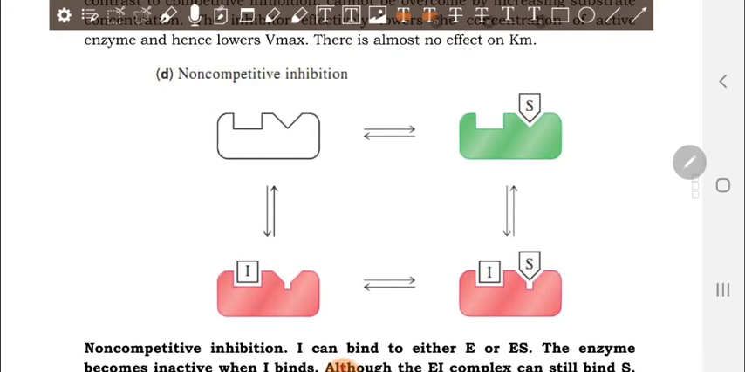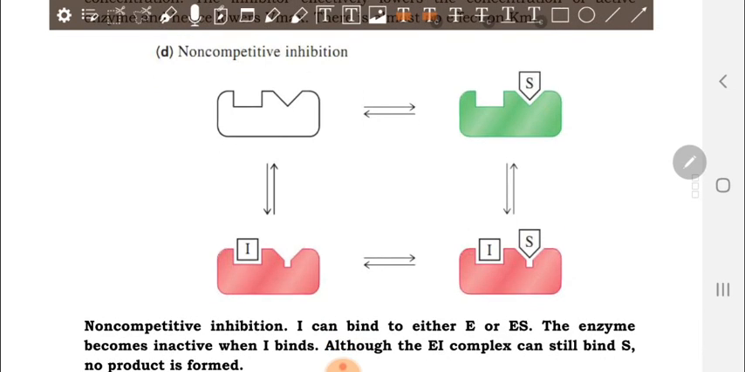Okay, the inhibitor will bind to either E or ES. That means the inhibitor can bind the enzyme separately or in the presence of substrate also. So this is the non-competitive inhibition.